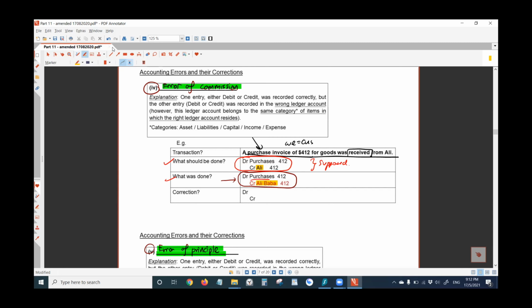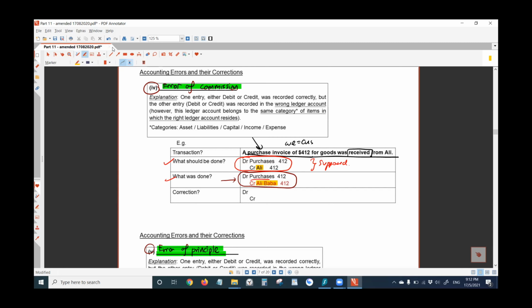The correct account, purchases, is an expense. The wrong account, furniture, is an NCA. So they belong to different categories of items. We say that this is error of principle. Now you compare with the one on top. For the one on top, both the wrong and the correct account belong to the same category. We call it error of commission. If different category, we call it error of principle.